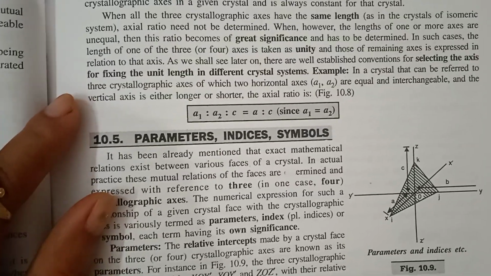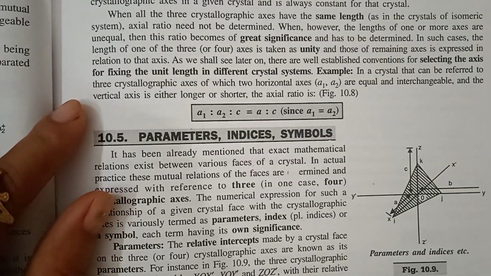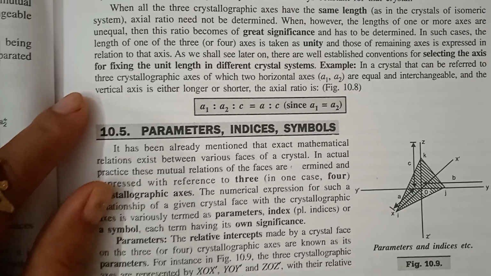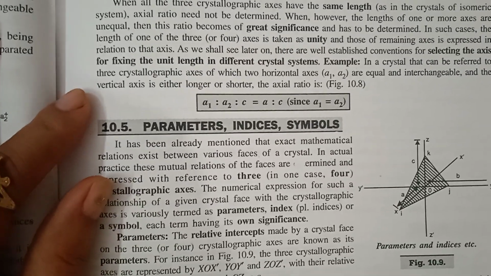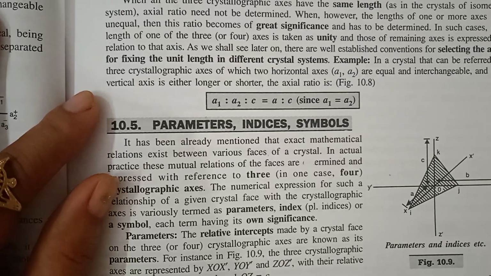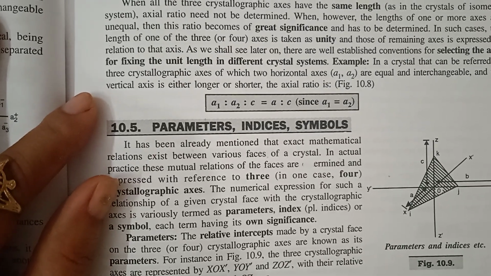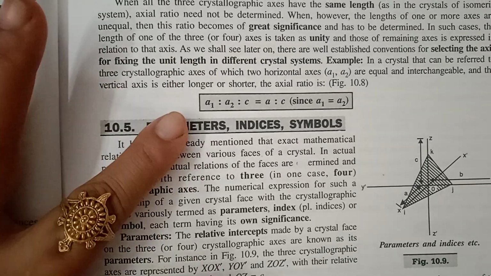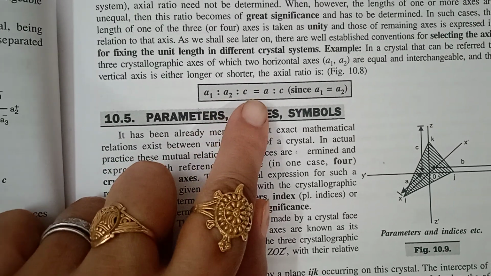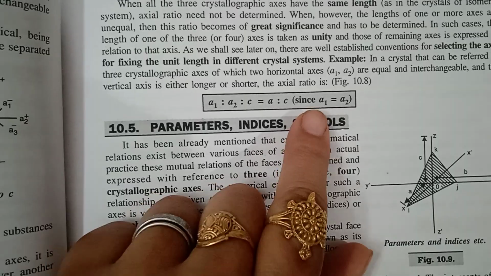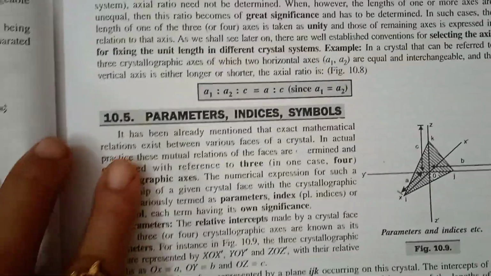systems. For example, in a crystal that can be referred to three crystallographic axes, of which two horizontal axes a1 and a2 are equal and interchangeable, and the vertical axis is either longer or shorter, the axial ratio is a1:a2:c, that is a:c, since a1 is equal to a2.